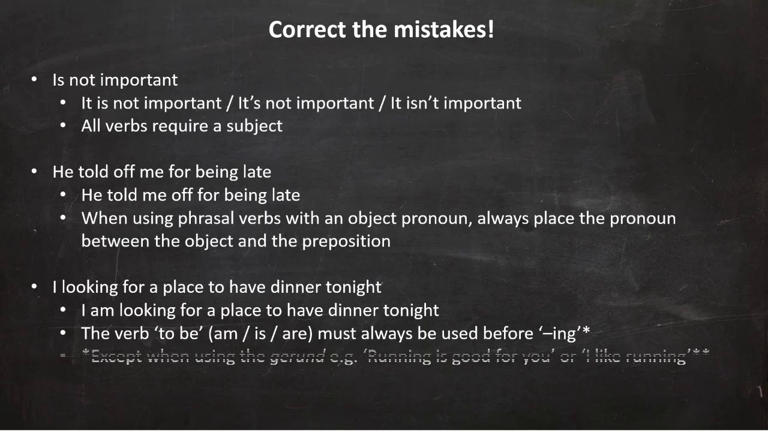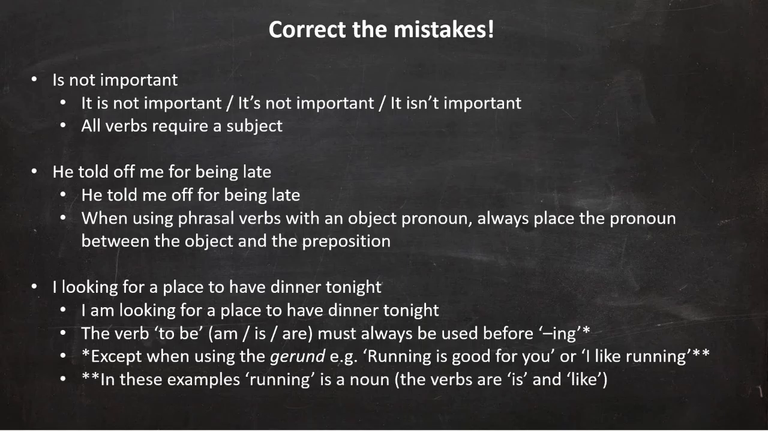There is an exception to this though. Well, it's not really an exception, but it's when we use the gerund. If, for example, you say running is good for you, or I like running. And that's because in these sentences, the word running is actually a noun, not the verb. In the first example, the verb is to be, so running is good for you, is the verb. In the second example, I like running. Again, running is the noun, the verb is to like.